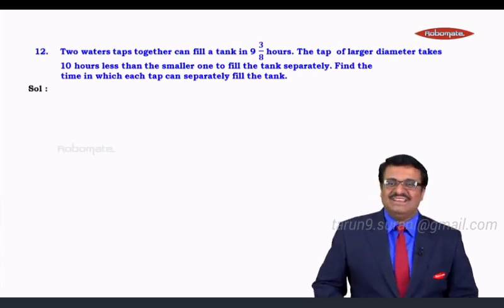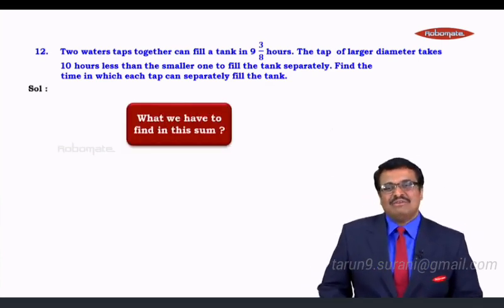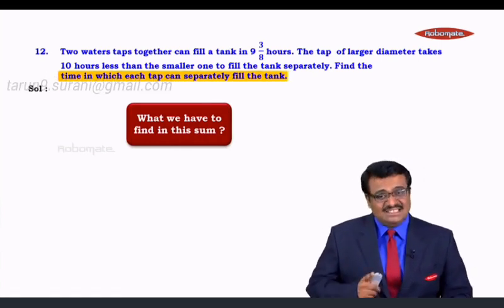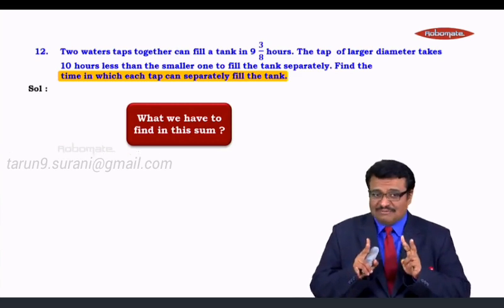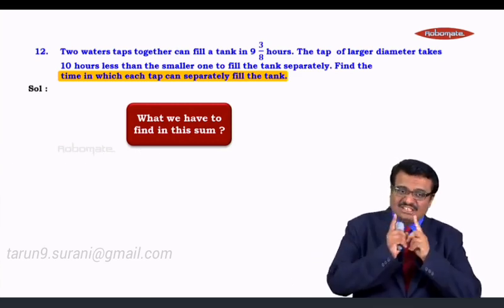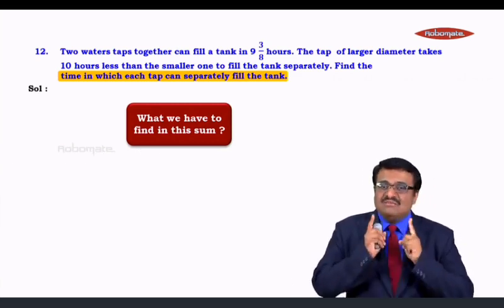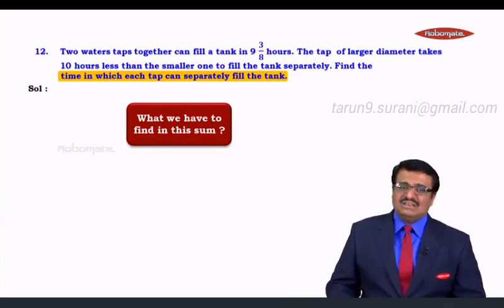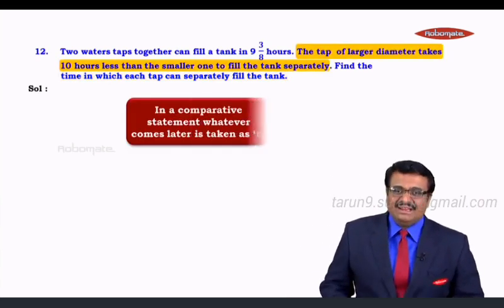This is the question, right? Now, what do we have to find in this sum? The time in which each tap will fill the tank separately. There are two types of taps here. One is a larger tap, another is a smaller tap. What is the time in which each tap can separately fill the tank is the question. So in the question, we want to find the time, right?